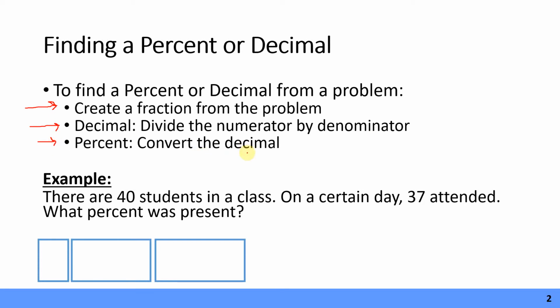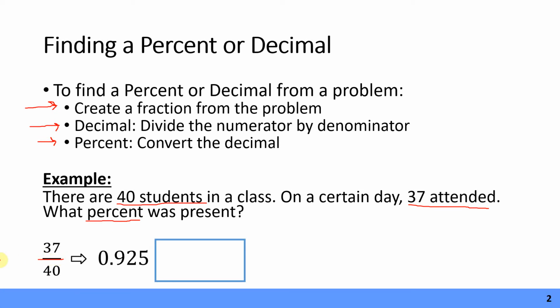So for example, right here we have 40 students in a class. On a certain day, 37 attended. What percent was present? I'm pretty sure you've seen this question before. So again, step one, you have to create a fraction. Since they're asking us for how many students were present, then that's the 37 out of the 40. Now, from here, you do have to create a decimal. You cannot jump from a fraction to a percent. To make the fraction into a decimal, remember, you just divide. So in your calculator, you go ahead and do 37 divided by 40, and you get 0.925.